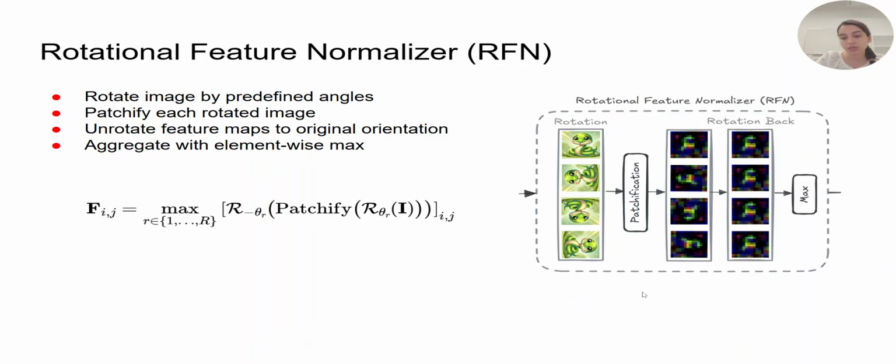This module will create rotation invariant patch features. It will rotate the image by three predefined angles, which gives the four canonical directions, and it will pass them through a patchification layer. After that, it will unrotate the feature maps to the original orientation so that when we aggregate all of them with an element-wise max operation, the corresponding features aggregate together.